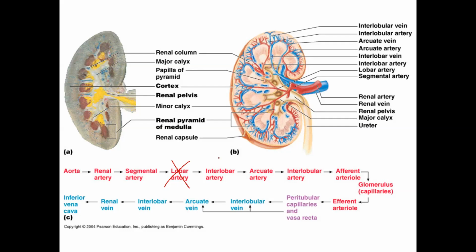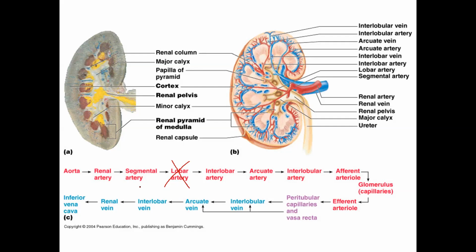The cortical radiate and arcuate veins merge to become interlobar veins right here in between the pyramids. And then from the interlobar veins, they merge to the renal vein here. On the venous side here, there's no segmental vein. All right, so make sure you remember that. There are segmental arteries, but there are no segmental veins.